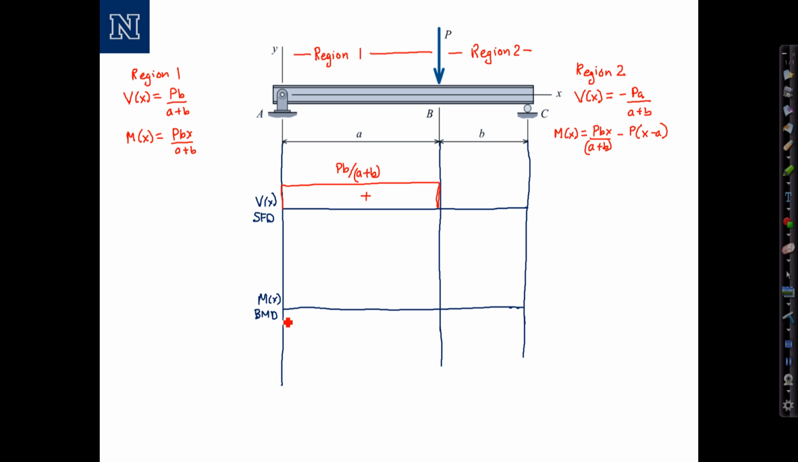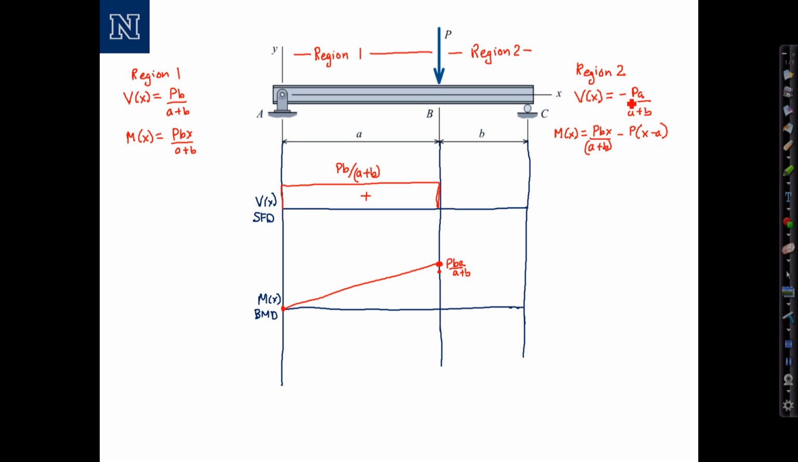The moment function in region 1 is a linear function because it's linear with respect to x. Evaluating at the left end of the beam, x equals 0, we would get M of x equal to 0. And evaluating at the transition point, x equals a, we would get the value Pba over a plus b. Because it's a linear function, I can simply draw a straight line in between. Didn't quite turn out where I wanted it to, but that's okay.